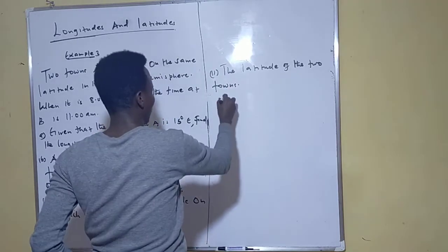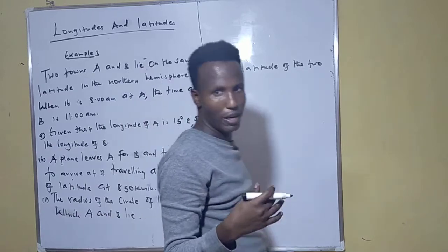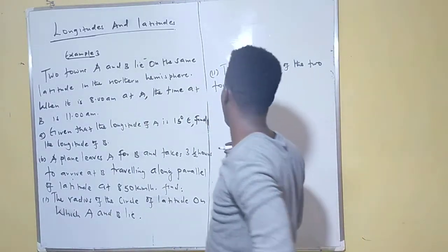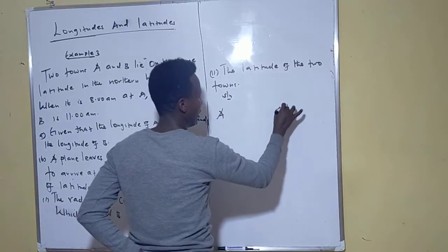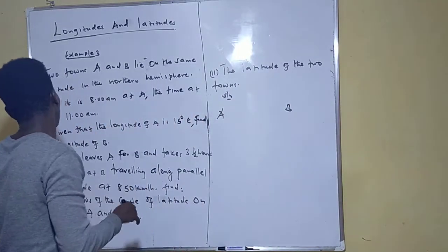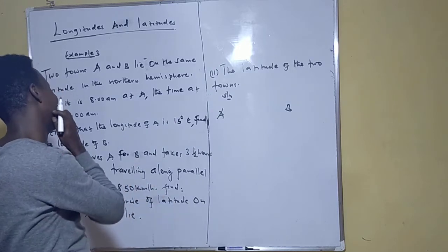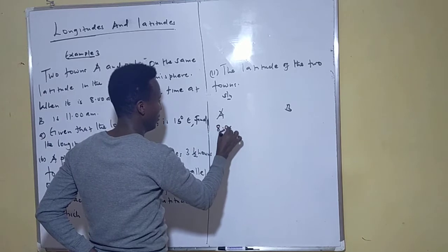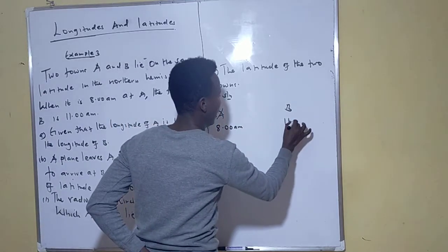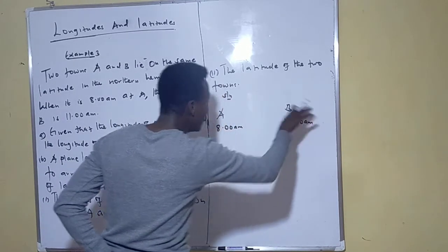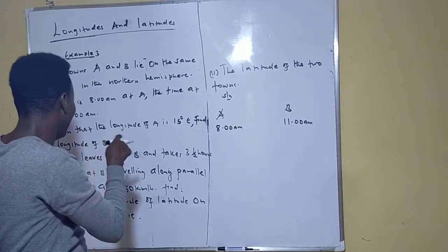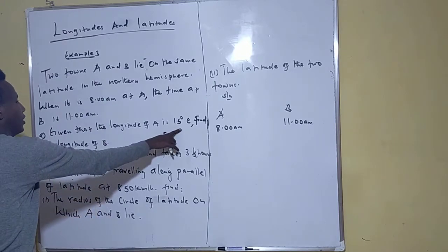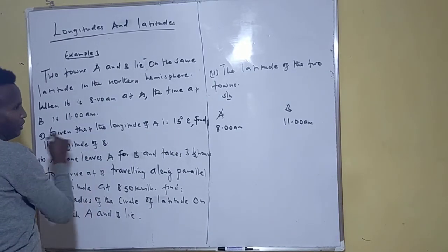So now let's come to the solution. It's a matter of understanding the question, the nature of the question. Let's see the question. We have towns A and B. You're told they lie on the same latitude, means they're on a small circle, in the northern hemisphere. When it's 8 a.m. at A, at B we have 11 a.m. So it means B is receiving the sun earlier than A, okay? You are told, given that the longitude of A is 15 degrees, find the longitude of B.